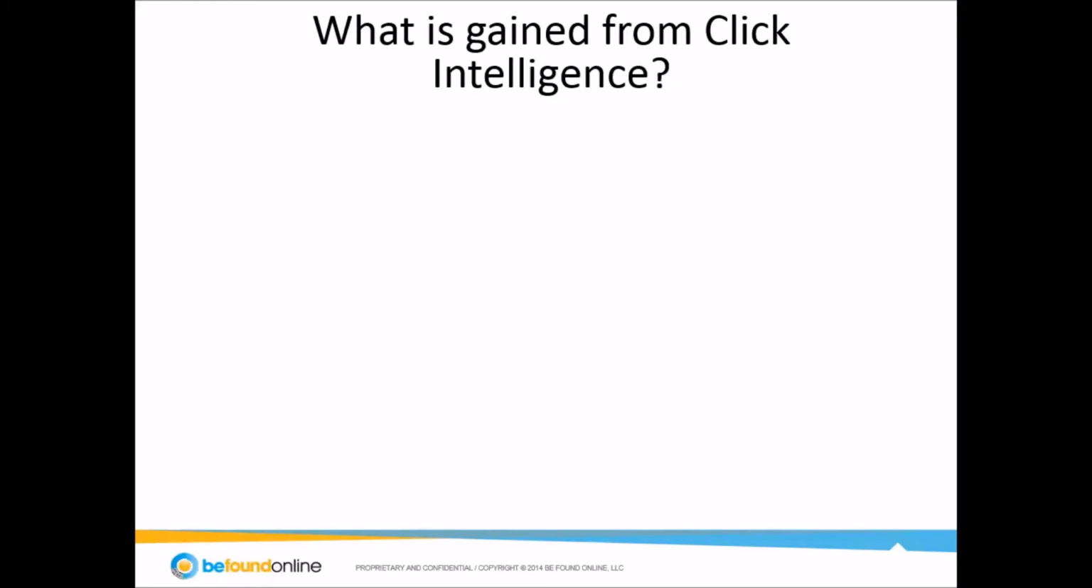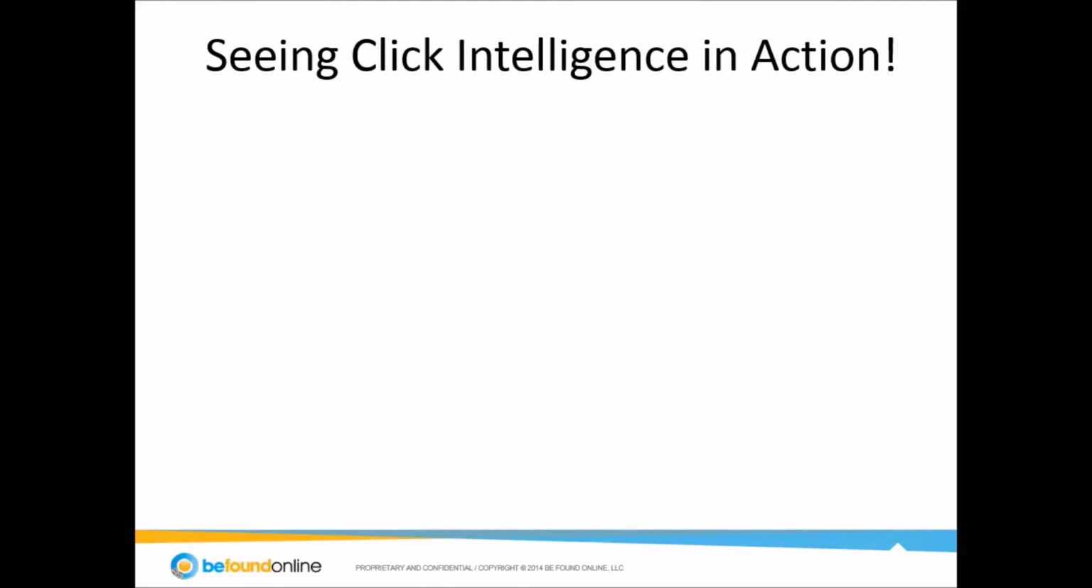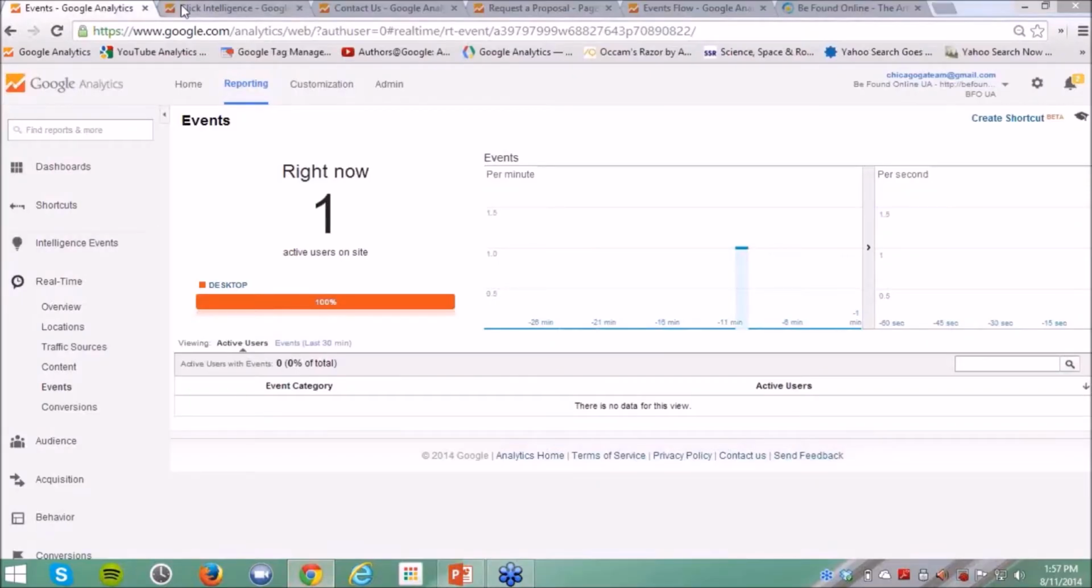So how are users behaving? We can also know how users are behaving on every page of your site, which is really important. Without Click Intelligence, you can see how certain pages perform, right? But with Click Intelligence, we can see what users are doing on every page of your site. So where are they clicking? Which links are getting the most clicks? And we'll look at that soon. So right now we're going to dive into the data using our very own Google Analytics account. All right, so pulling that up.